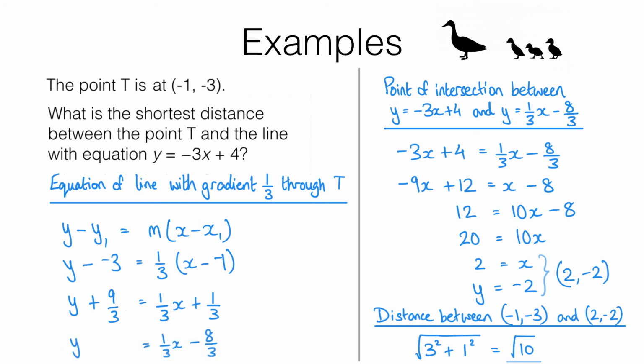Once we had that, we could find out where this line crossed the original line. And we found that that happened at 2, negative 2. And those were the extra set of coordinates we were looking for. Then we could simply use Pythagoras to find the distance between these 2 points.